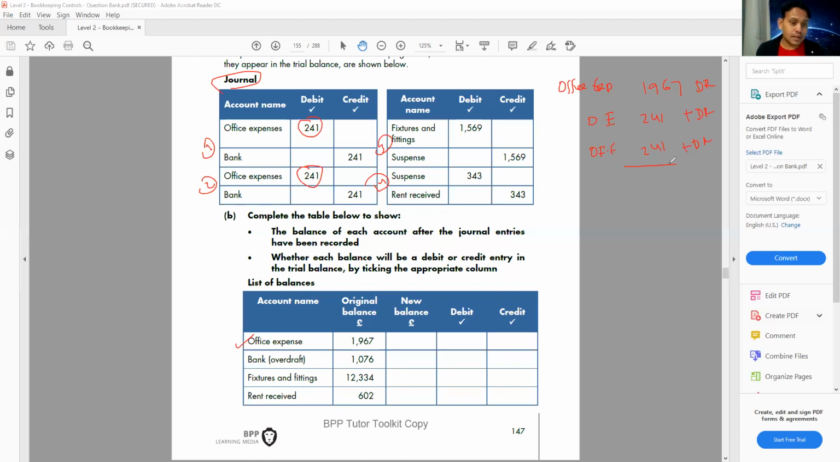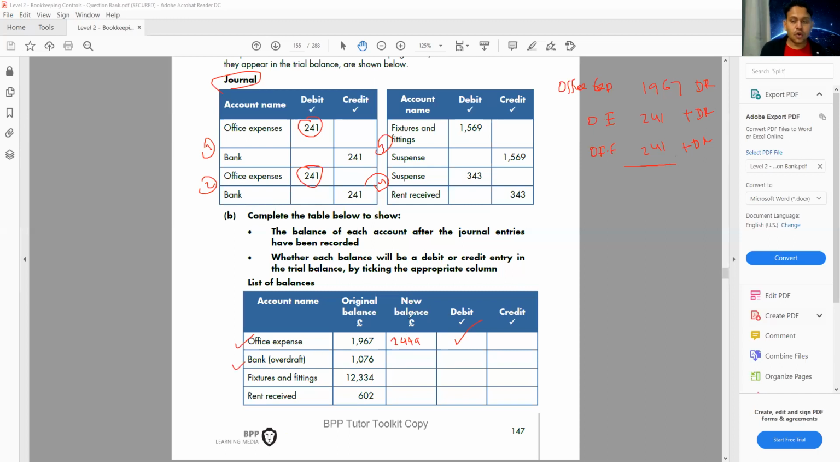So if I add all of this, how much will be the new balance? 1967 plus 241 plus 241. How much is it? So that will be 2449. Okay. So the new balance will be 2449. This question will be in the exam. Definitely make sure you get it. And after that, we'll make it debit. The office expense is a debit.